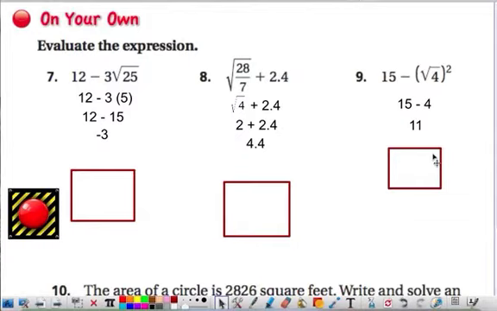On number 9, this square root and this square cancel each other out, and so we're left with 15 minus 4, which is 11. So I hope that this was helpful and that you learned something about square roots.